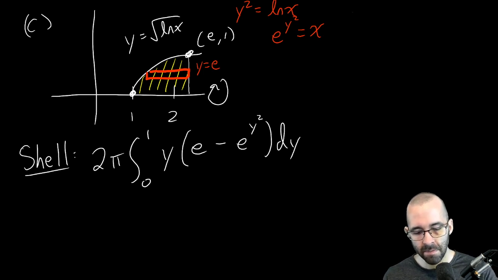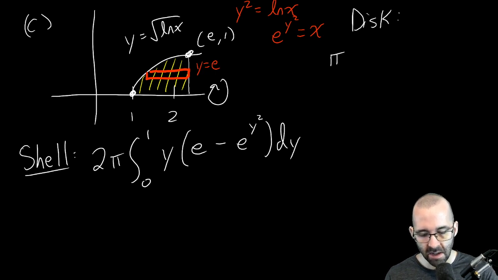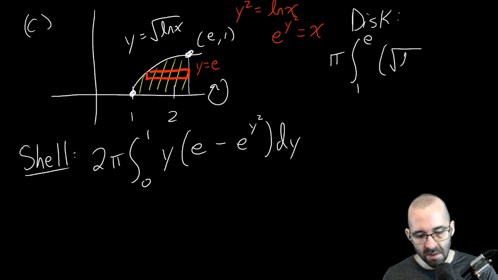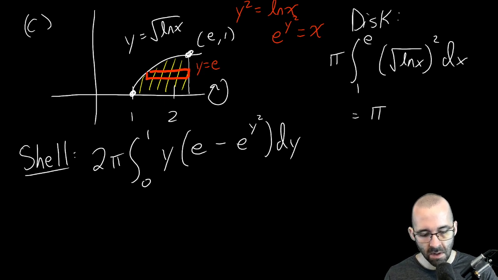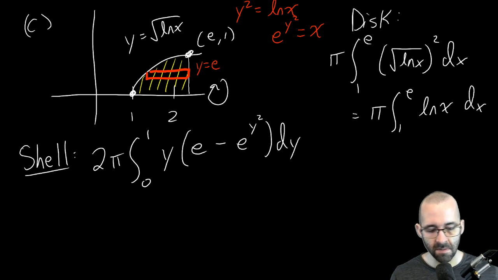What about the disk method? Well, in the disk method, we have things in terms of x. It's just going to be pi times the radius squared. Well, this seems kind of nice. Pi times, and x is going from 1 up to e. And the radius is the function value. This is going to be pi integral from 1 to e of just natural log of x dx.